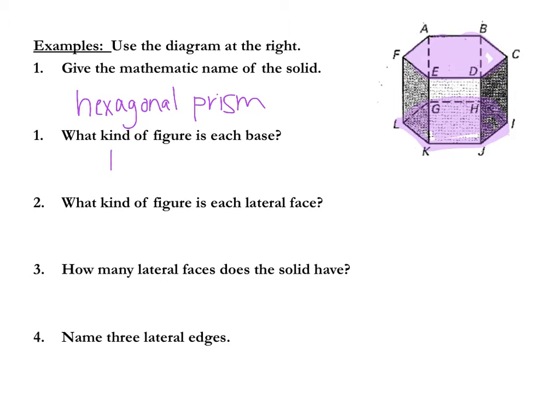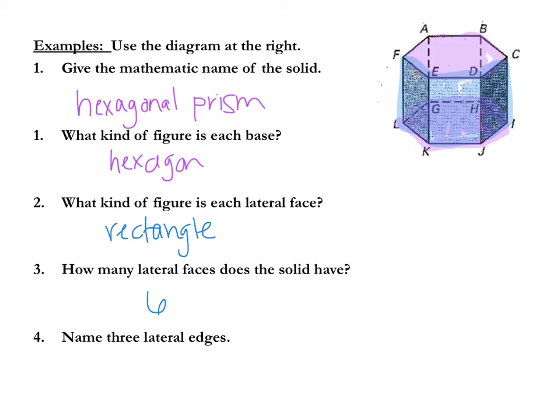What kind of figure is each shape? We just answered that. Each shape is a hexagon. And then what kind of figure is each lateral face? So we talked about this term on the last page, but the lateral face is all the things that are not bases. So it's like this guy here, and this guy here, and this guy here. For a prism, the lateral faces will always all be rectangles. There would be 6 rectangles along the outside of it. And then we want to know how many lateral faces does it have. I just gave you that answer. Because the hexagon has 6 sides, that means that there are 6 rectangles.